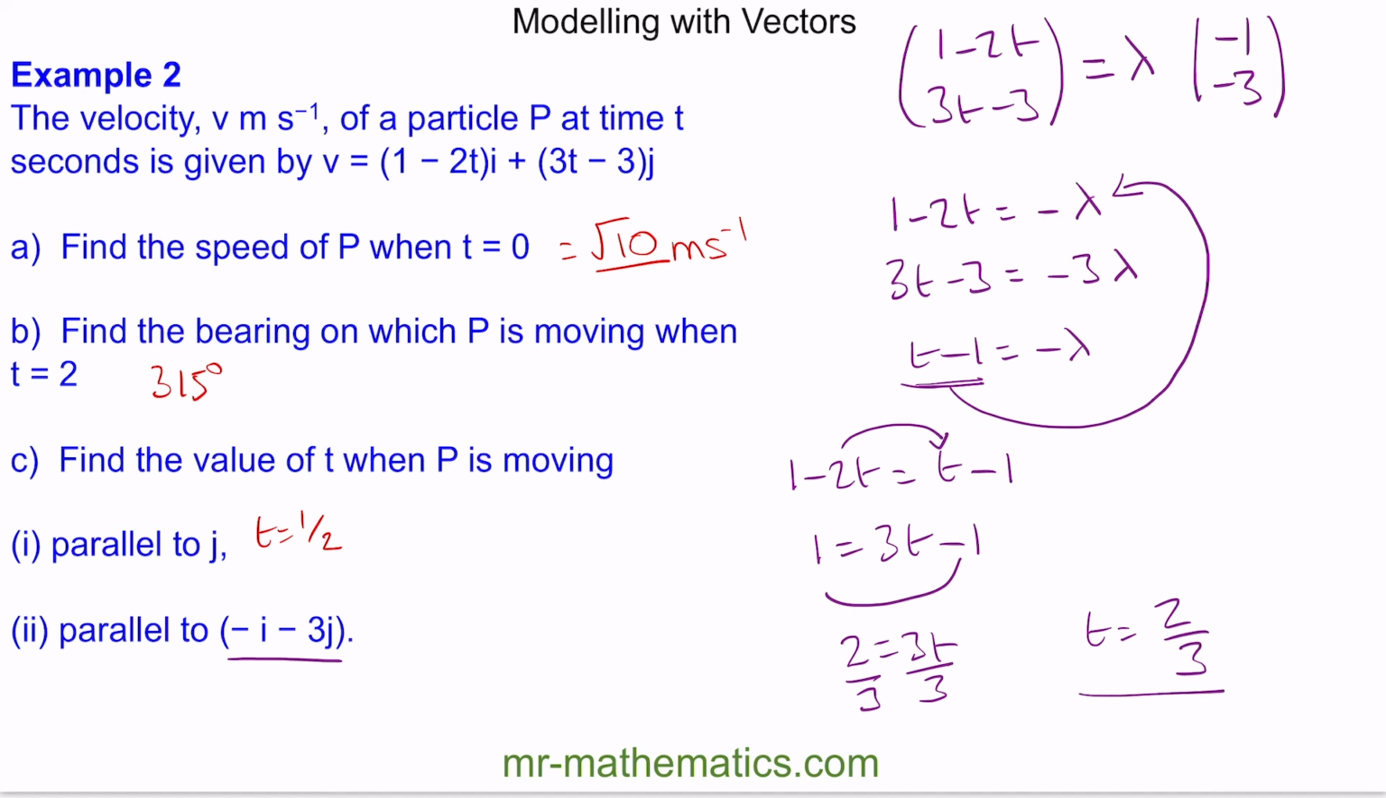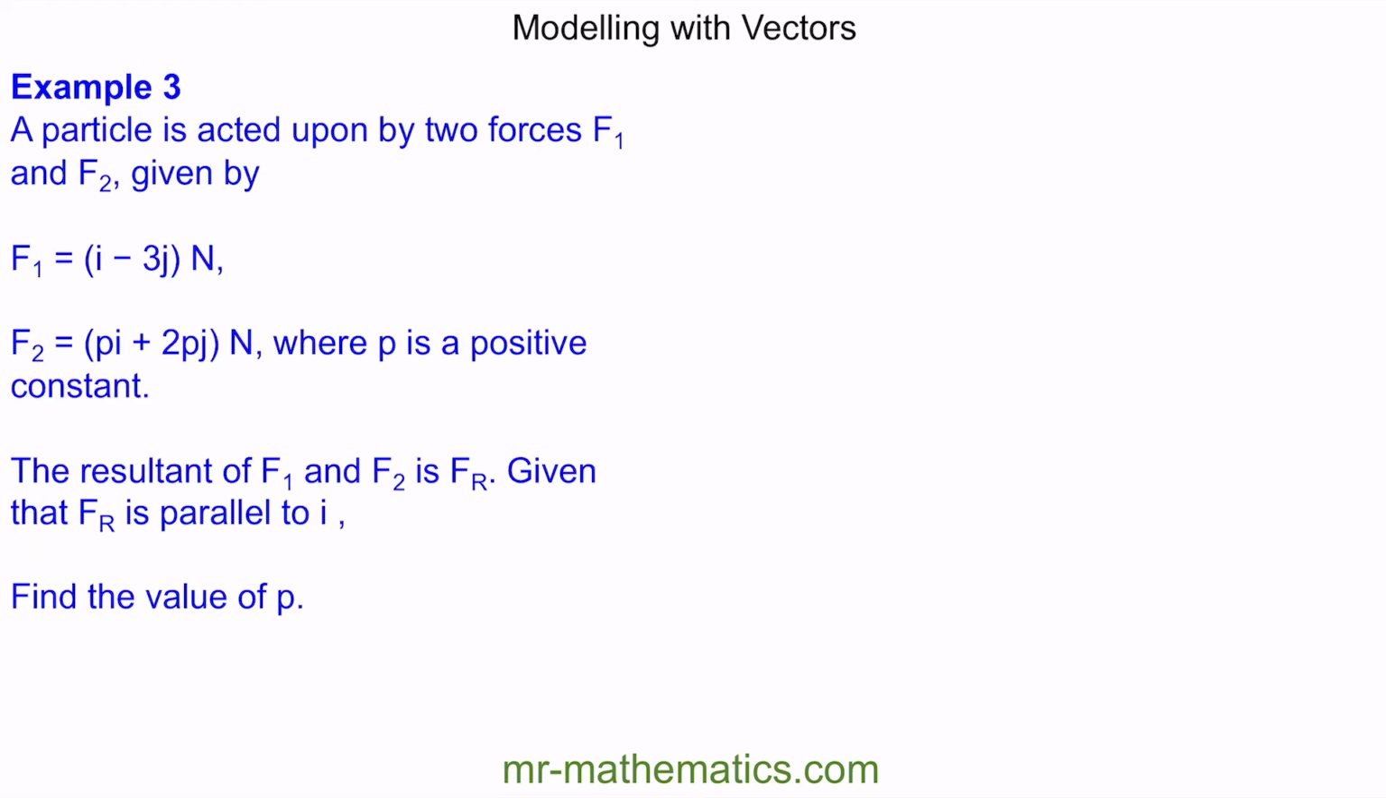Okay, let's try one more question. In this question, we're told that a particle is acted upon by two forces, F1 and F2, and they are given by i minus 3j and pi plus 2pj, where p is a positive constant. And the resultant of F1 and F2, so the resultant is when we add the two forces together, and this is Fr. We're given that Fr is parallel to i, which means it travels in the i direction, so left or right. And we've been asked to work out the value of p.